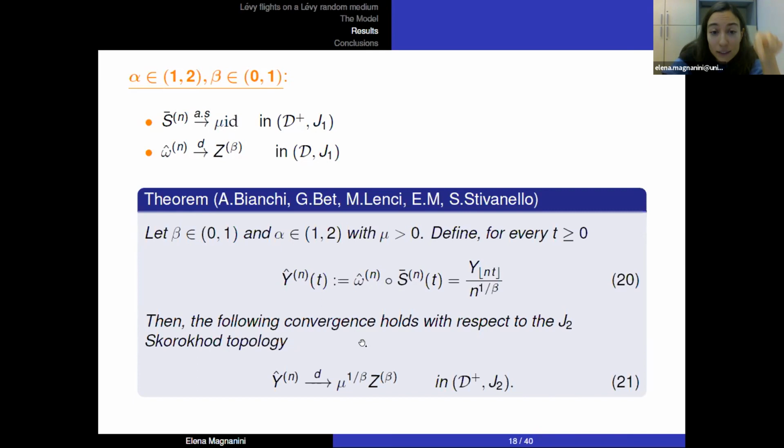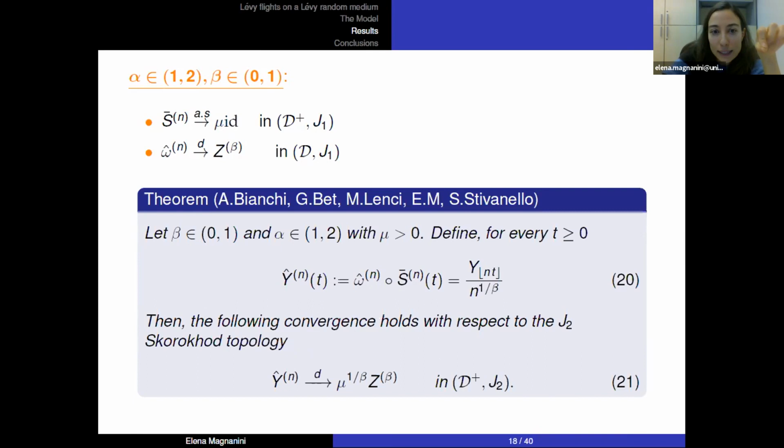But in this case, the convergence is not anymore in J1, but is in J2, because we are exactly in the situation that I presented before for the converging functions when they oscillate around the jump.